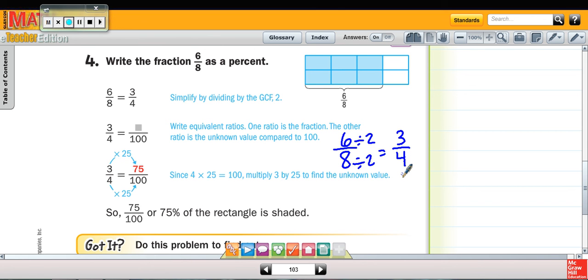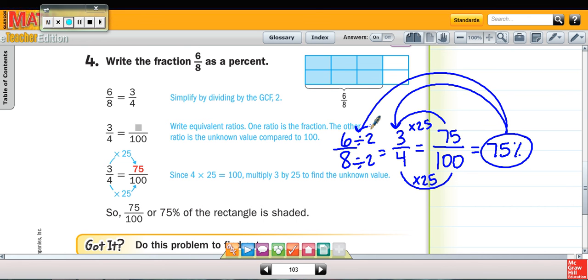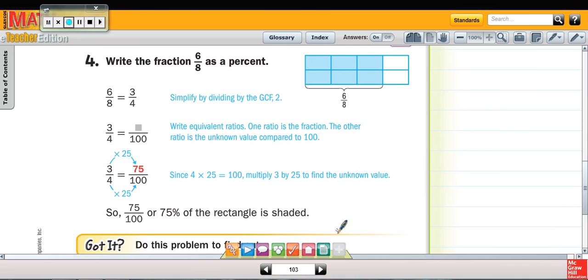Well, we know a percent is out of 100, so we need to have a denominator out of 100. How do I get from 4 to 100? Times 25. So 3 times 25 would give me 75. So 75 out of 100 is the same thing as 75%. So 75% is equivalent to 3/4, which means it's also equivalent to the 6/8. So my answer would be 75% of that rectangle.